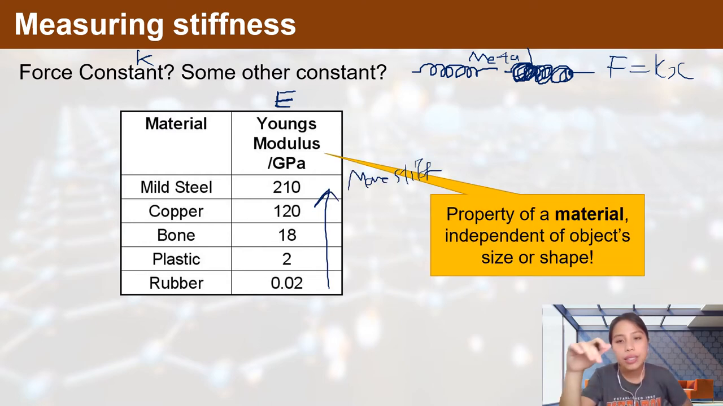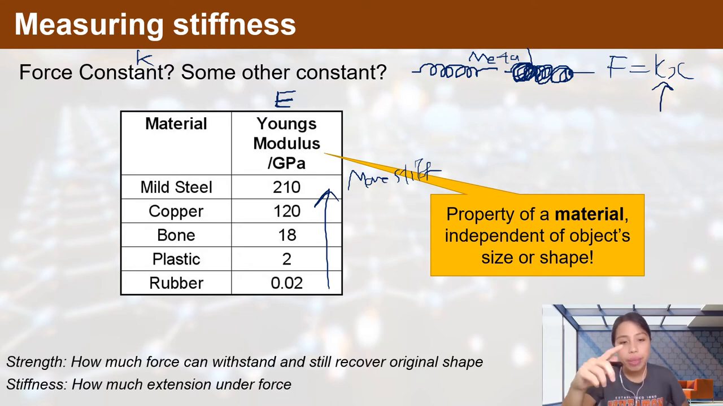One thing to note is that Young's modulus is a property of a material. I don't really care about the size or the shape. You care more about the material. Is it steel? Is it rubber? So Young's modulus is tied to the material, not so much to shape and size, like the spring constant is.